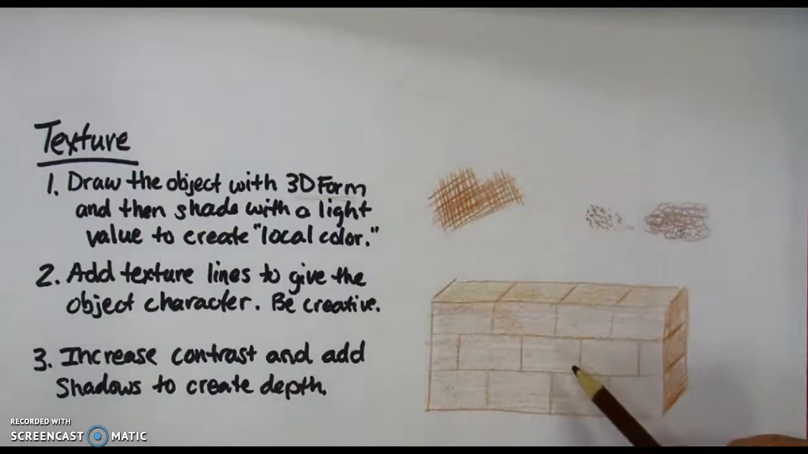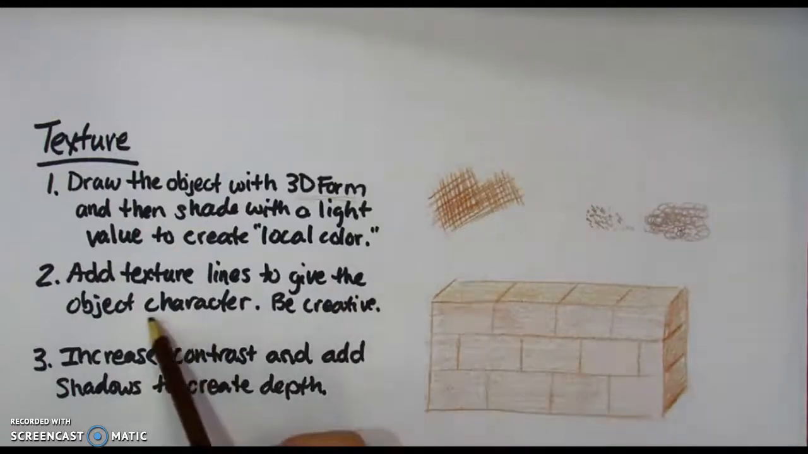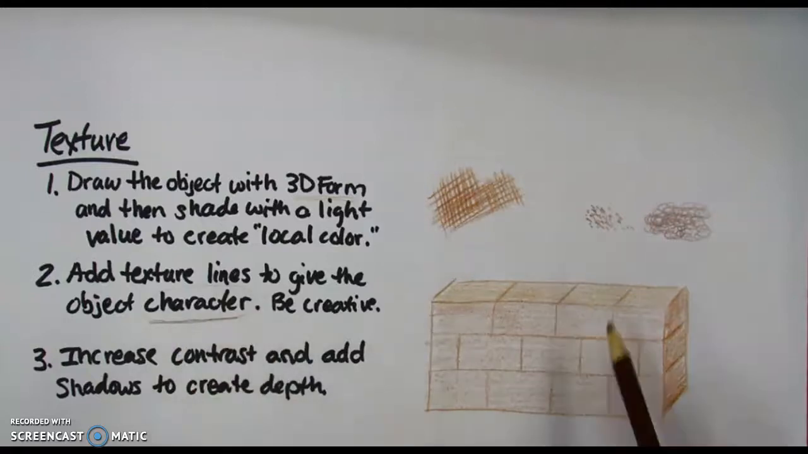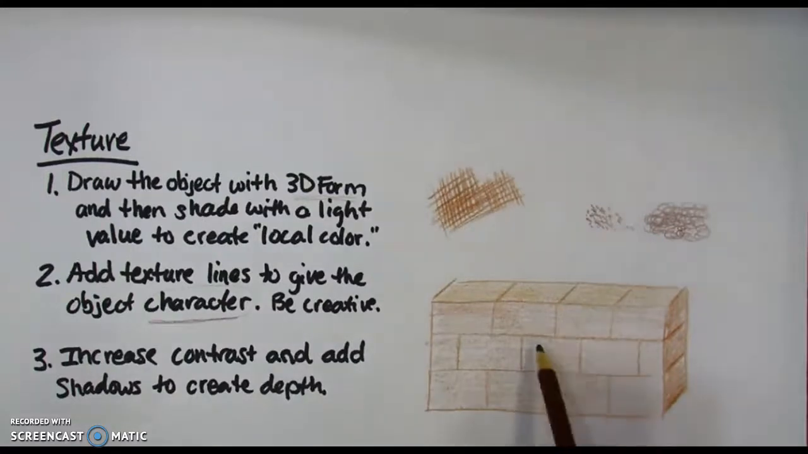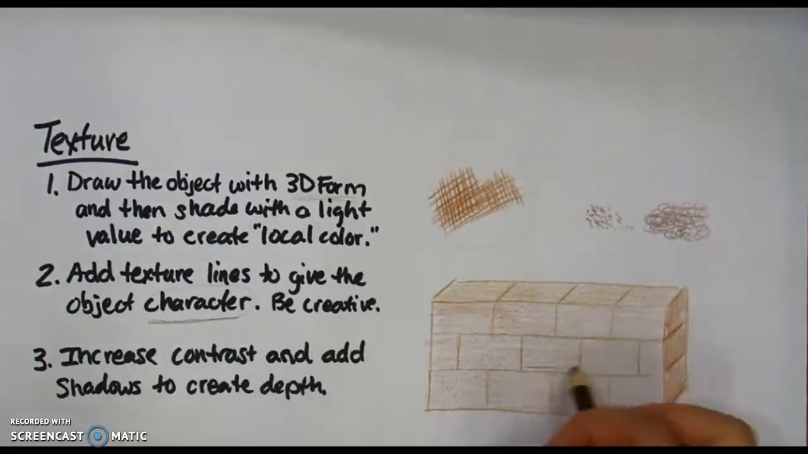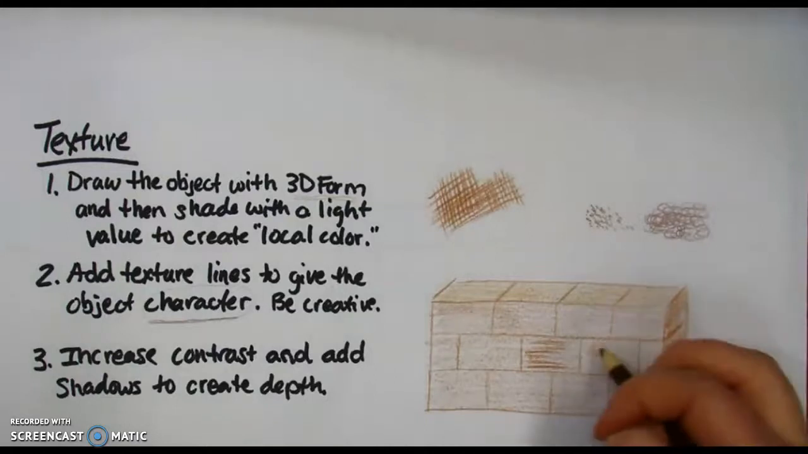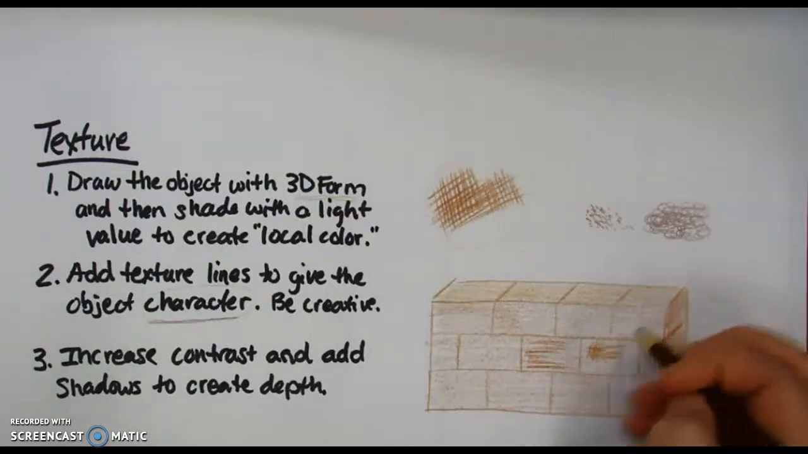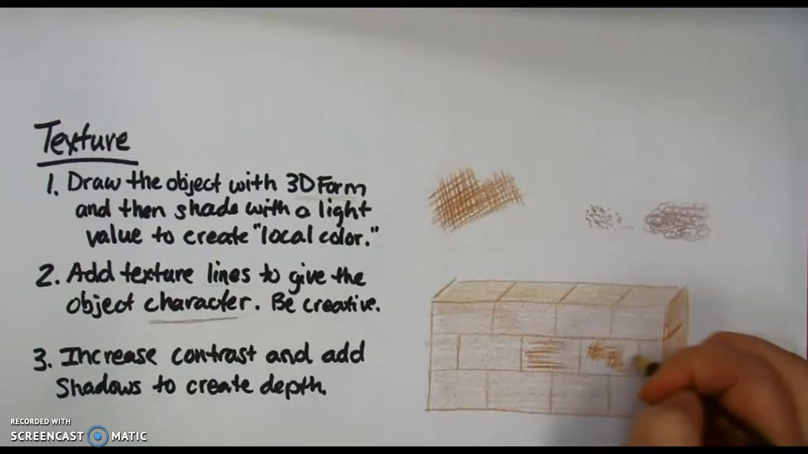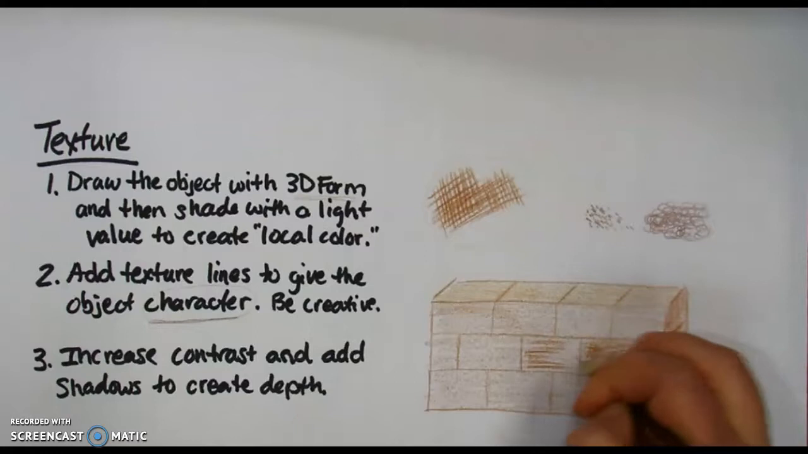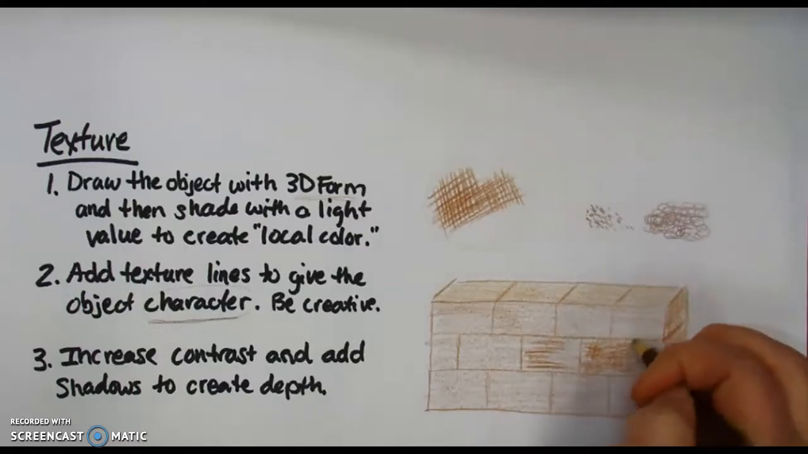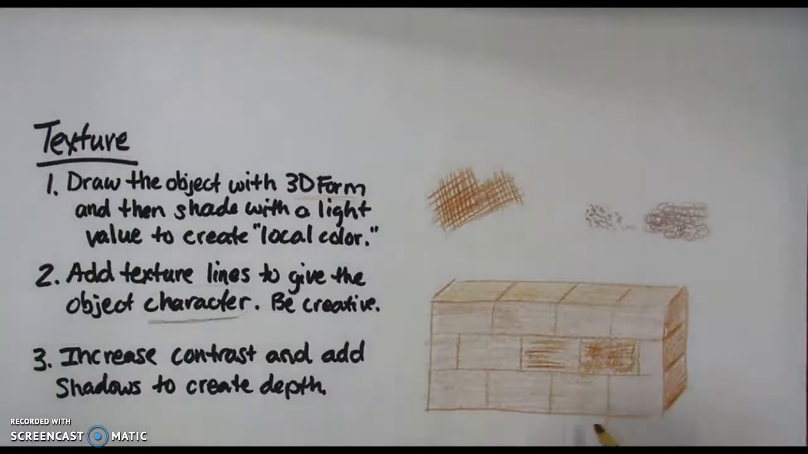But to add character to our bricks, we're going to be a little bit creative. If you've ever felt a brick, it has a rough texture. An easy way to add a rough texture, I'm going to push a little bit harder, so this is the same color that I colored in my background. I'm going to add some hatching lines to my brick. I could also do some cross hatching. I can do the entire surface of the brick, or I can just do a small area.